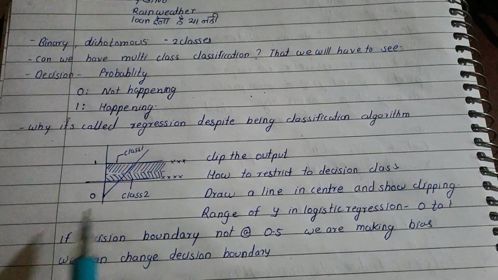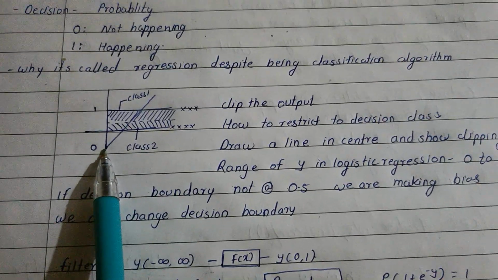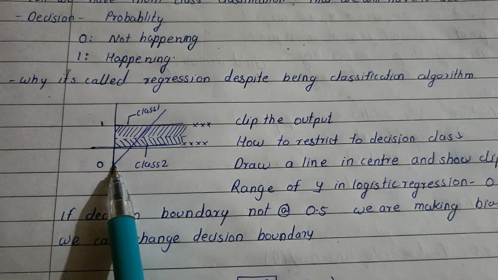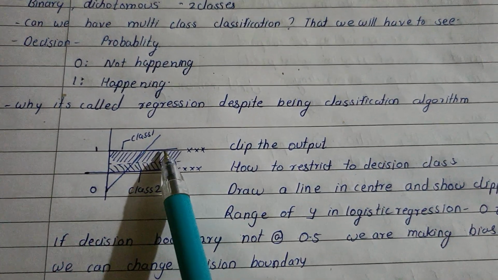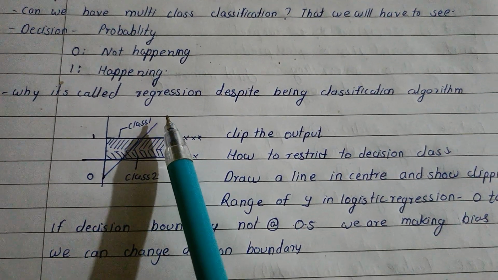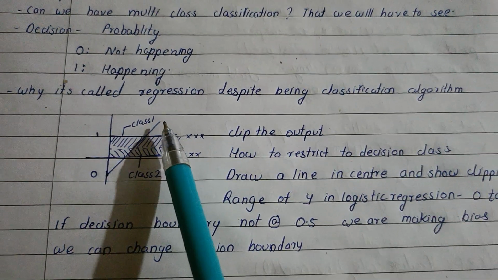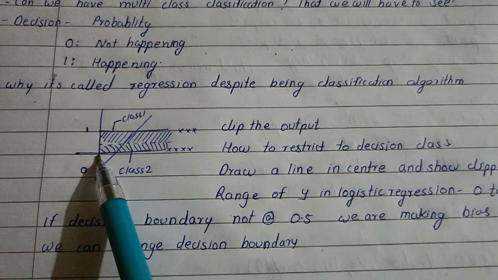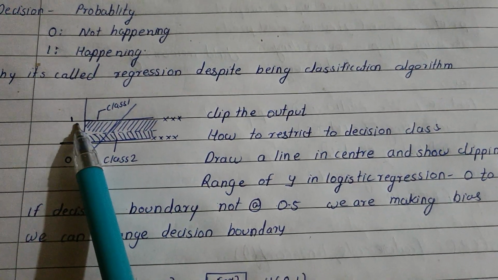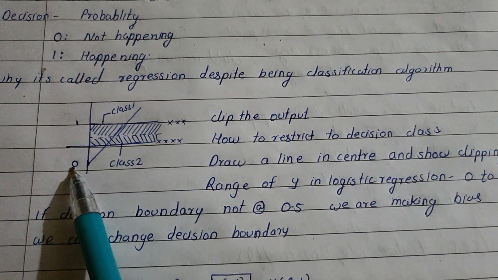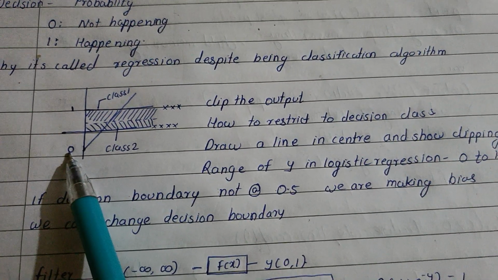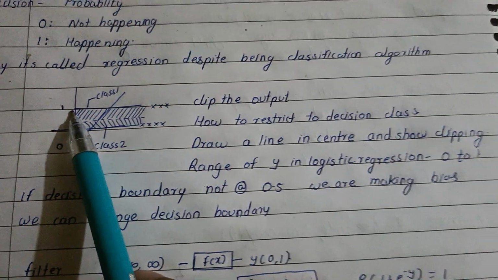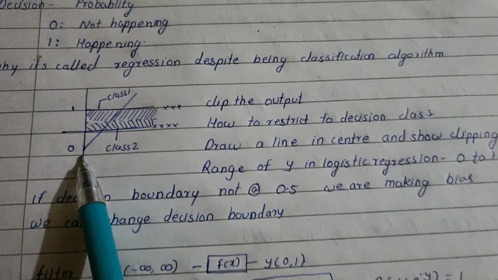Here, let us say I have drawn a graph. The graph shows a line that intersects the y-axis at a negative y-intercept and extends all the way upward. So this is a regression line. On this regression line I have marked the values 0 and 1. Why have I marked 0 and 1? Because this implies that a classification is going on.